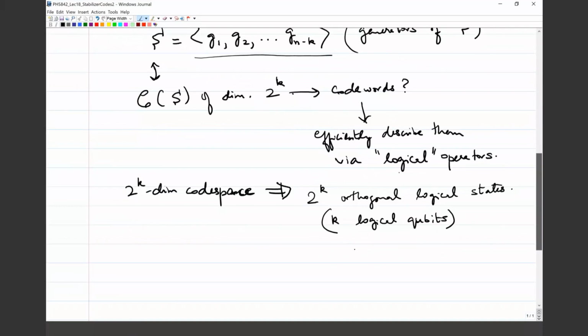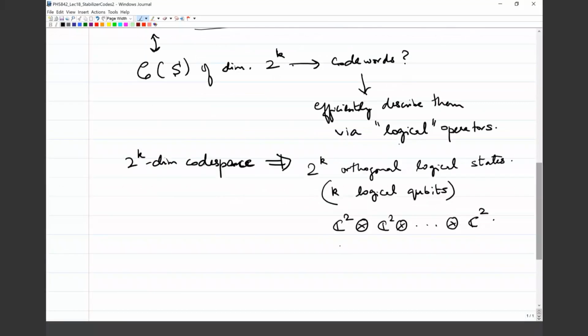It's like I have one C2, then C2 tensor C2, etc., tensor C2, and there are k of them, right? So there are k qubits in all. So for example, your standard code space is just a single qubit. There's only one logical qubit, but there are obviously a pair of orthogonal states, the 0 and the 1. So this 2 to the k basically is because I have a pair associated with each qubit. Okay, did I mess up?